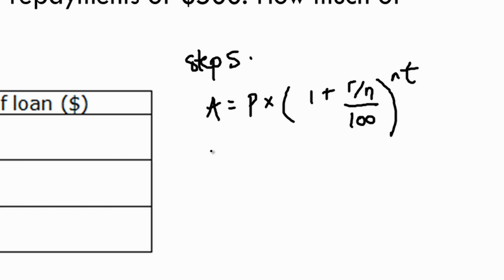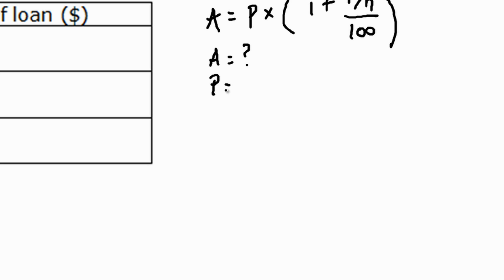Mr. Addy's already written the formula down. A equals P times 1 plus R divided by N divided by 100 to the power of NT. Our A is what we need to find. Our principal, as we read from the question, is $4,000, so we'll write that in. Our interest rate is 12%, so we'll leave it as 12. Remember the percent's already in the formula. Don't divide by the percentage.